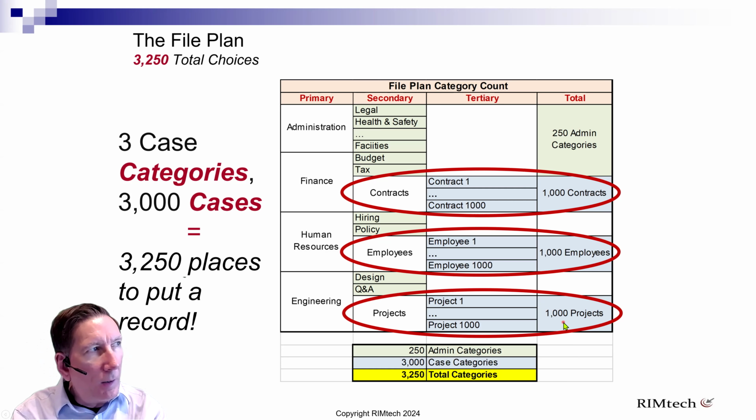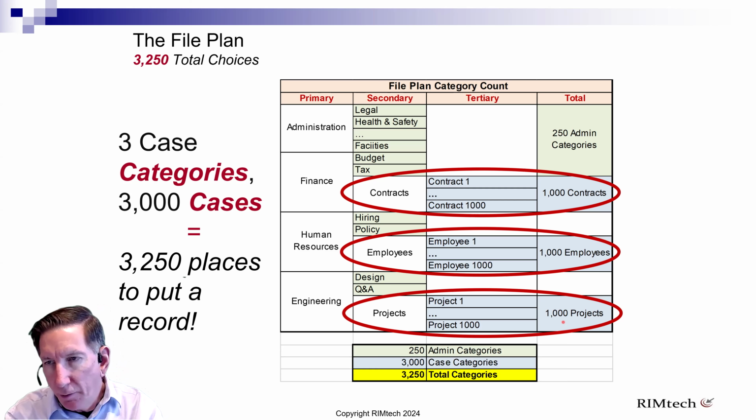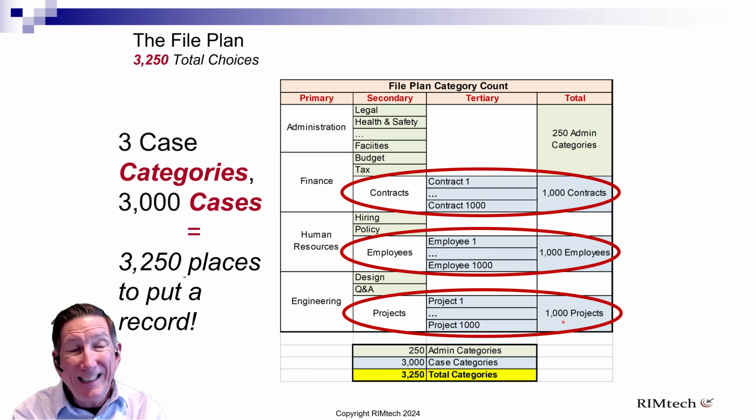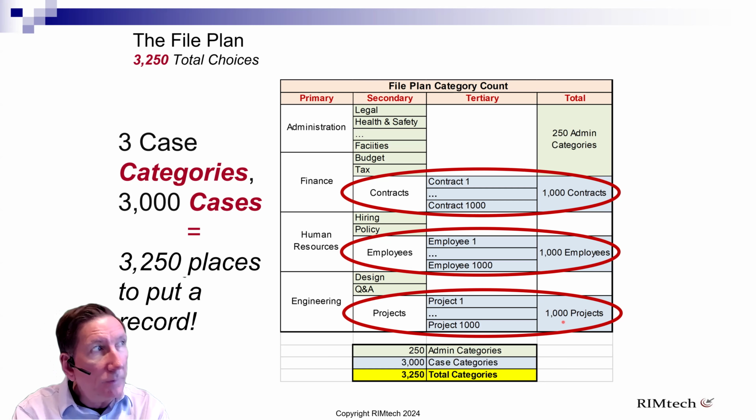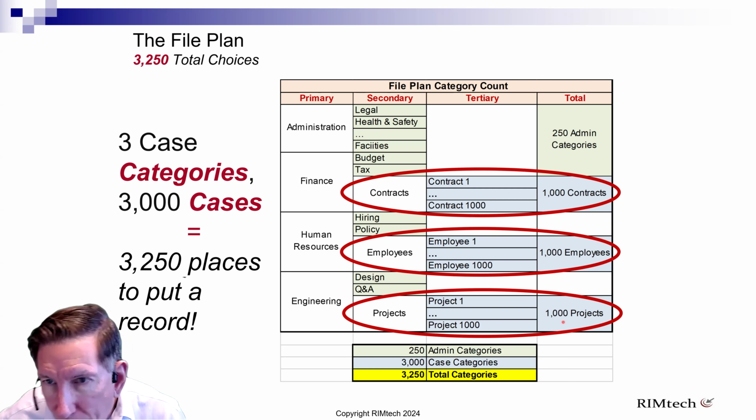It also means that of those 3 case categories, contracts, employees, and projects, each only has a single retention rule. Contracts, let's say, contract end date plus 7 years and destroy. But there are 3,000 cases, and each case could have a different end date. So you're going to need 3,000 event dates. You have to store them because the software cannot work without them. It can't calculate the disposition of those case records without those 3,000 dates.